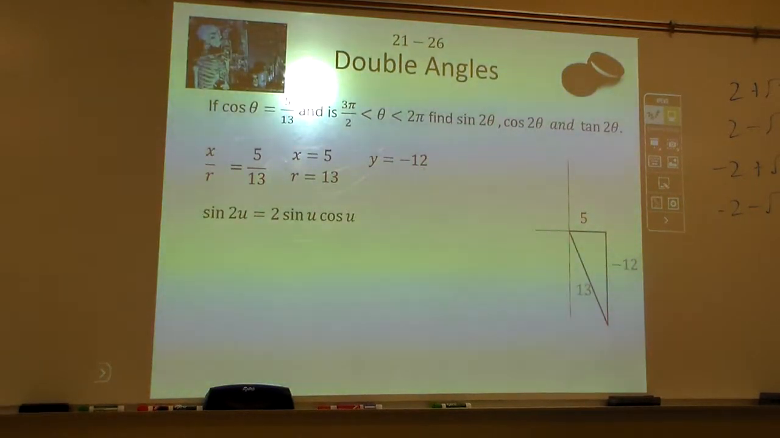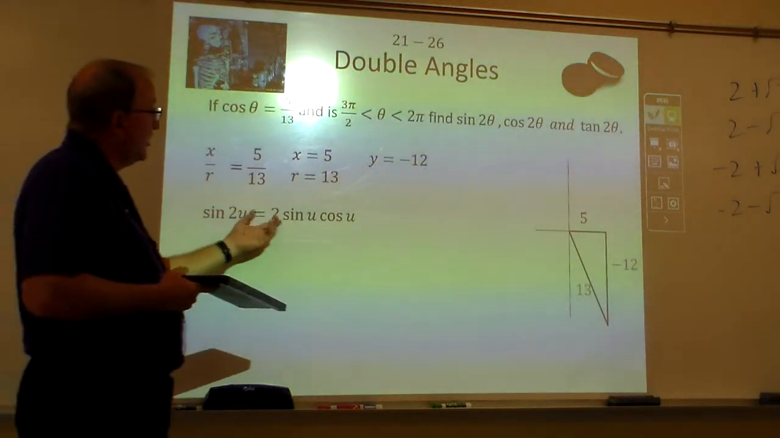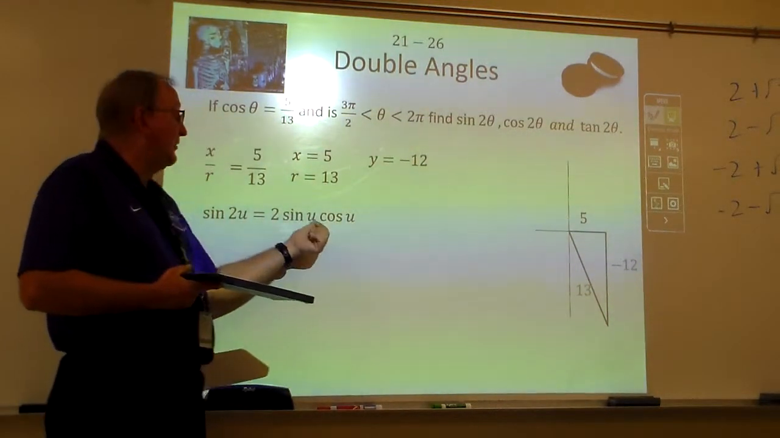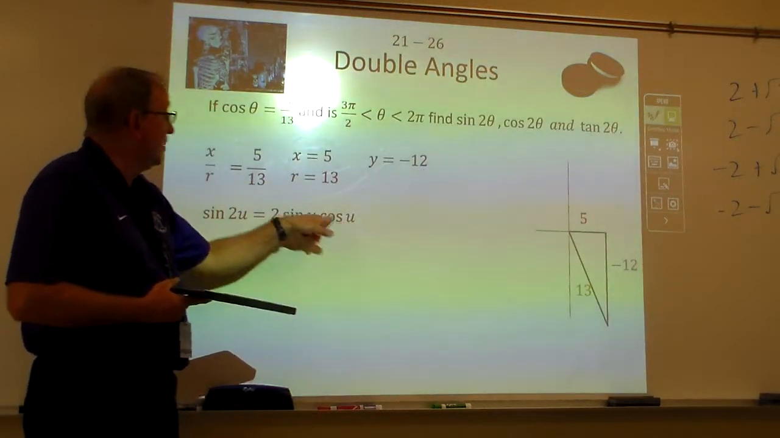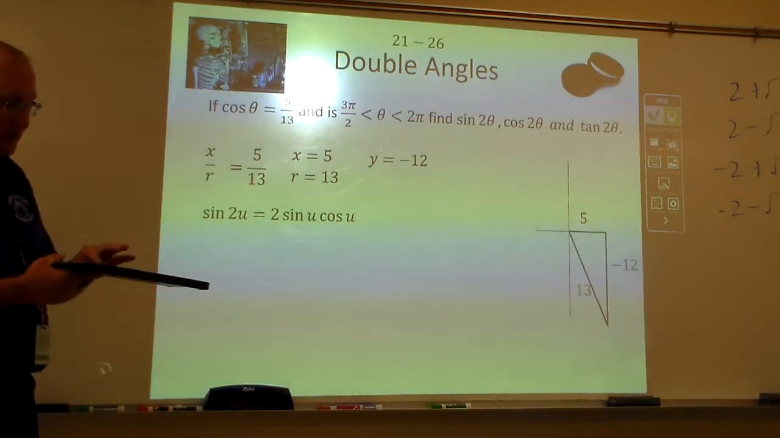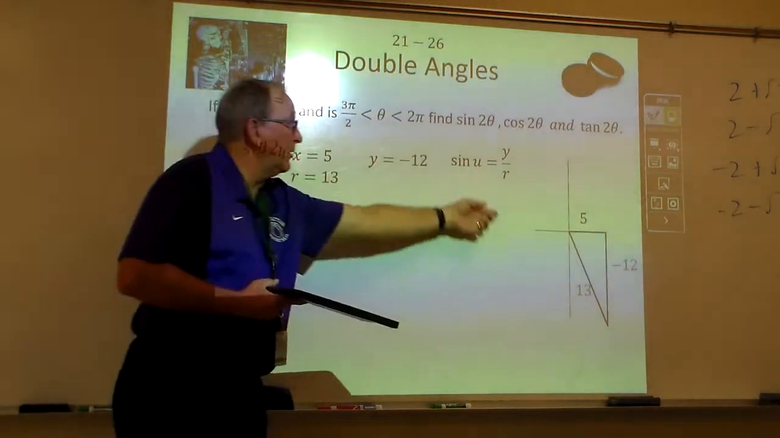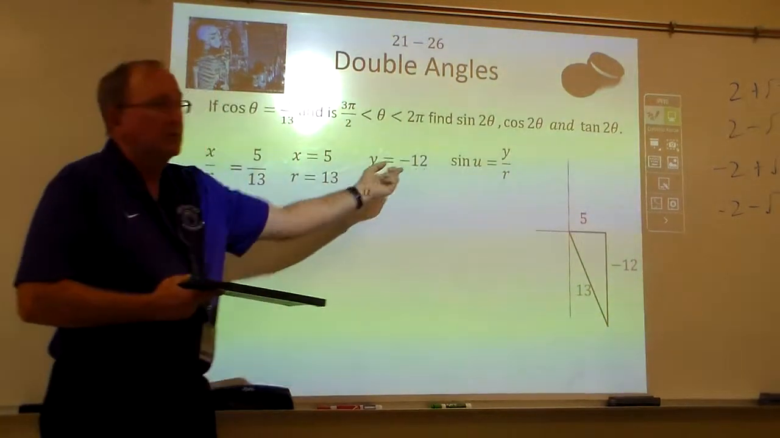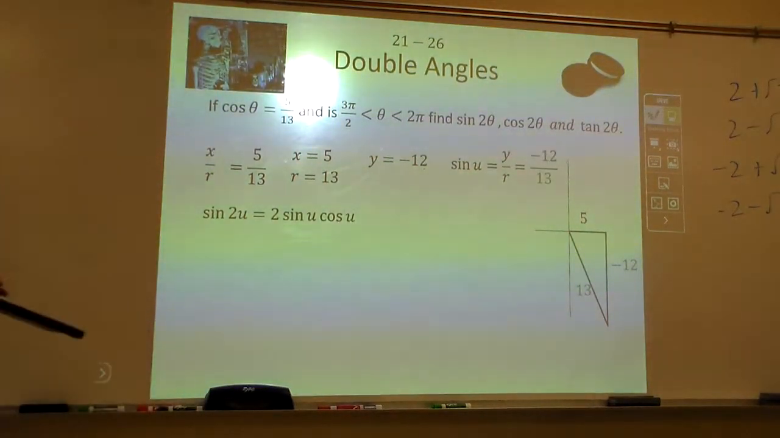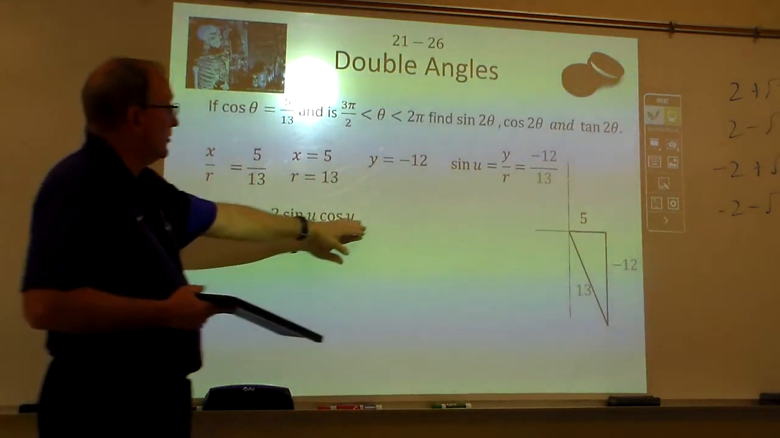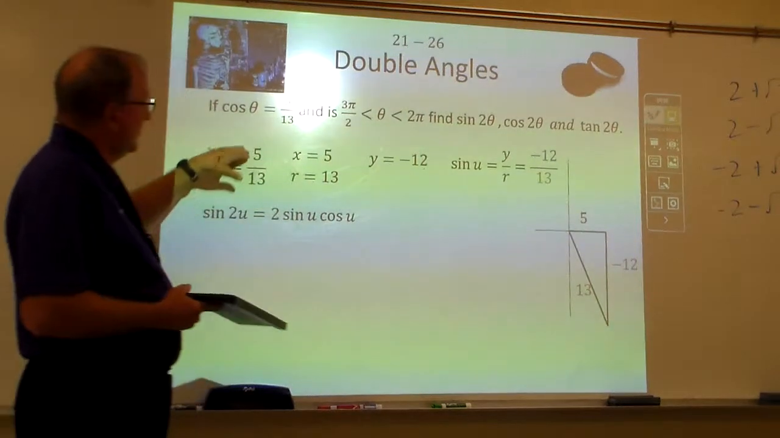Now, what we're going to do next is this. I need to come up here and to find sine 2u, I need to plug this in. But I need to have sine and cosine. I already have cosine u. Cosine u is 5/13. But I don't have what? Sine. And sine's the what? Y over r. And what did we say y was? Negative 12. So it's going to make it negative 12 over 13. So sine's negative 12 over 13. And cosine's 5 over 13.